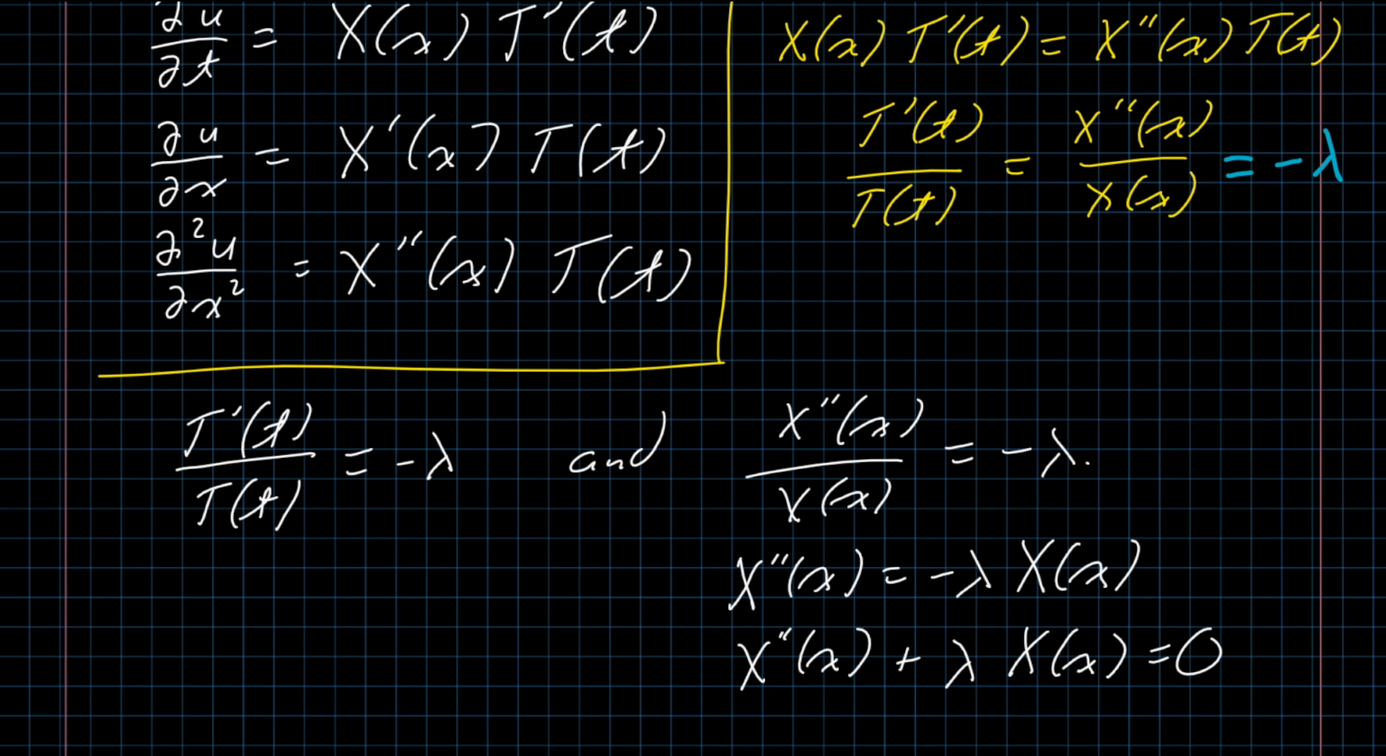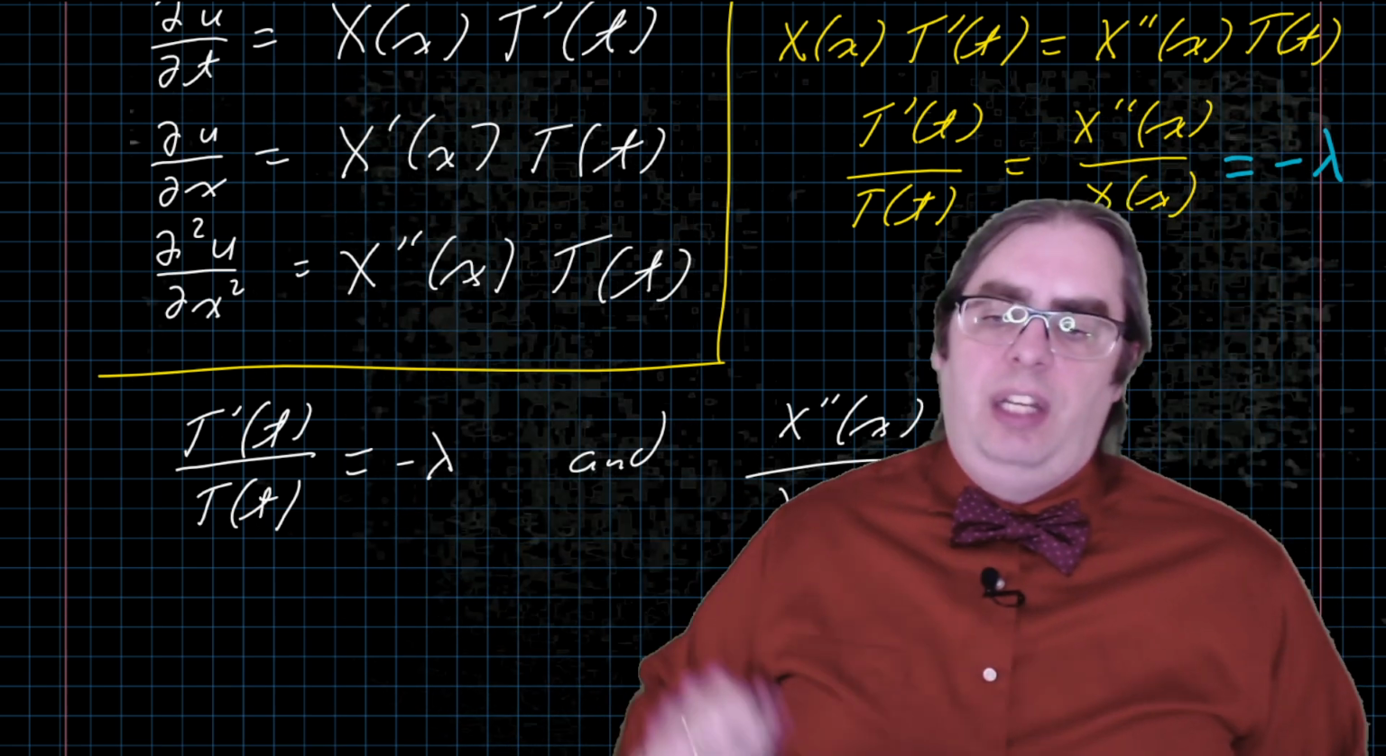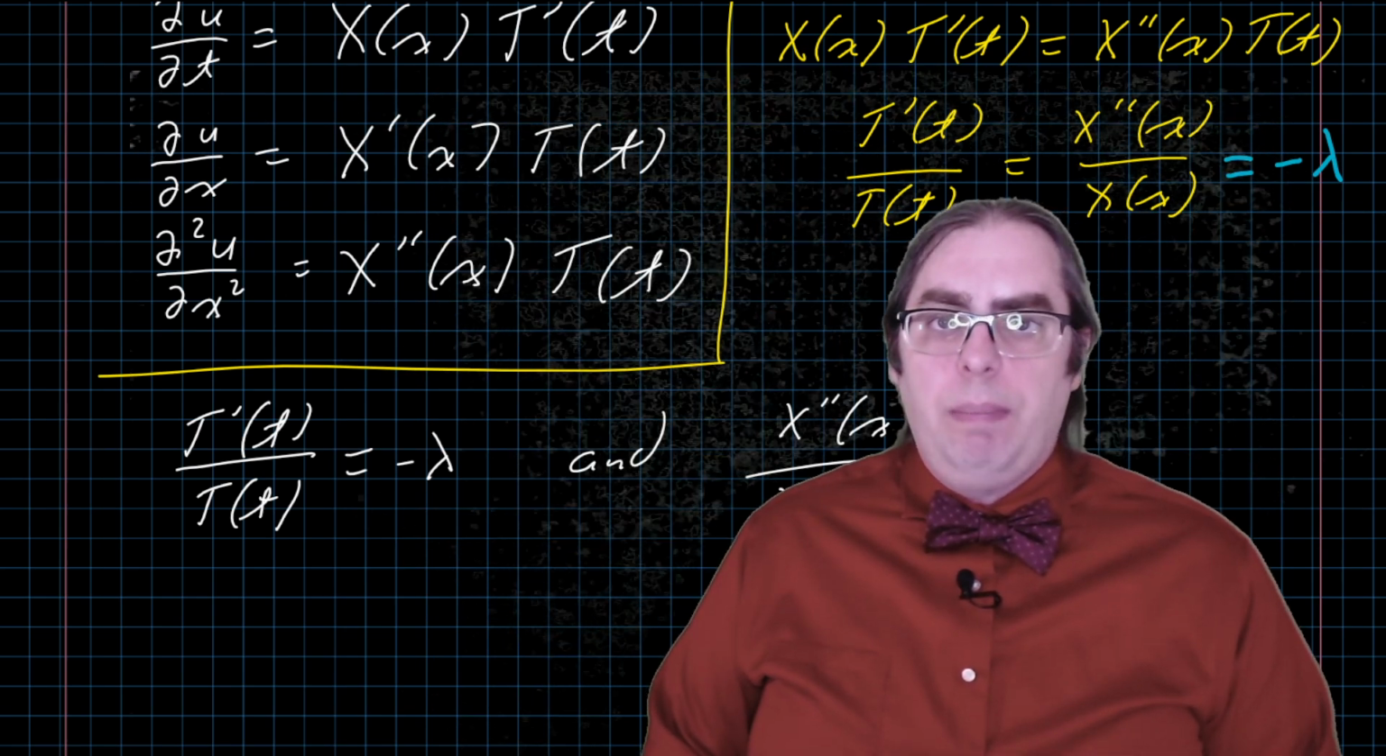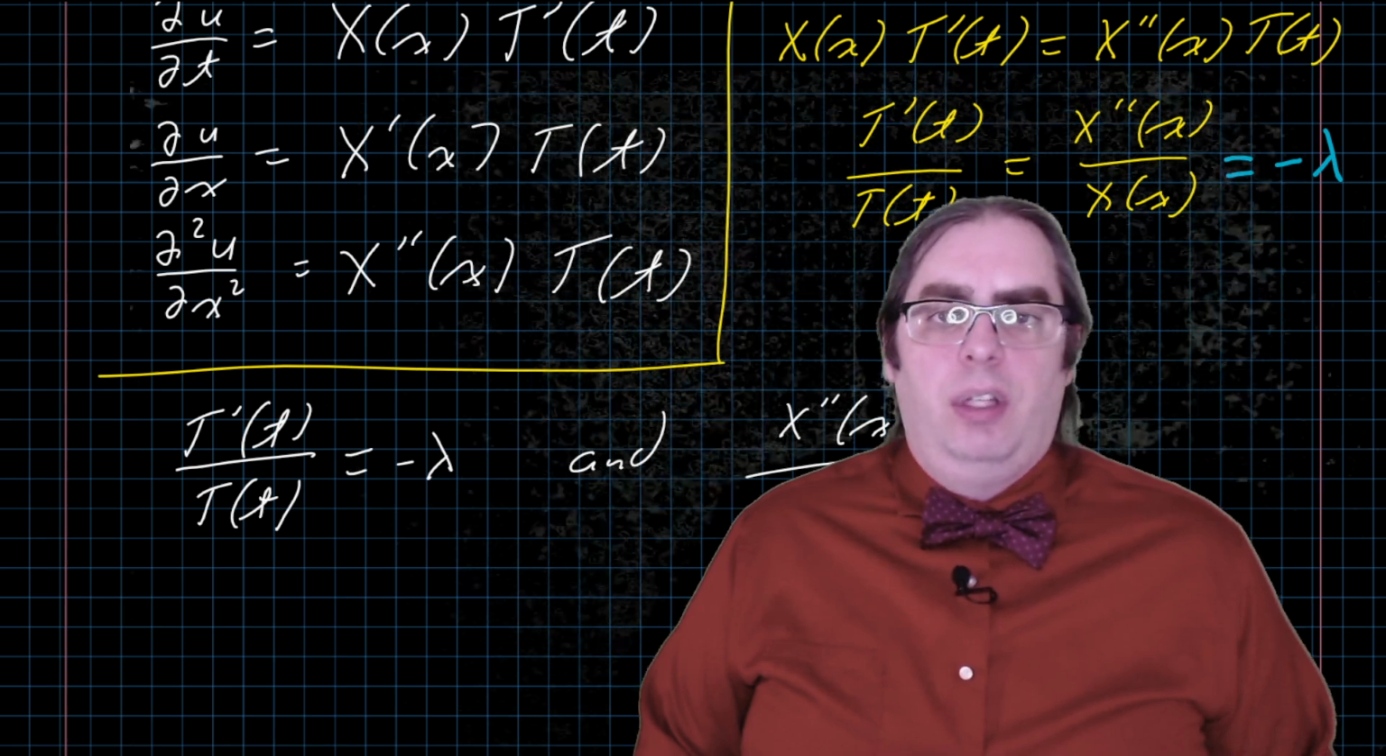This is practically identical to the eigenvalue problem for boundary value problems that we looked at earlier in the course. Once we have the boundary conditions to go along with this boundary value problem, we can solve for the values of lambda, find the eigenvalues and the corresponding eigenfunctions. And then once we have the values of lambda, we can plug them in over here and figure out what's going on with T, which will be, relatively speaking, much easier. But there we have it.